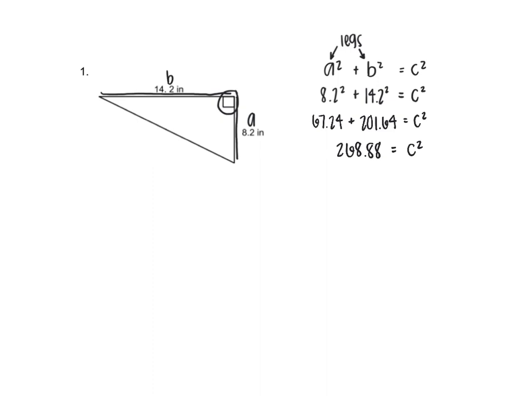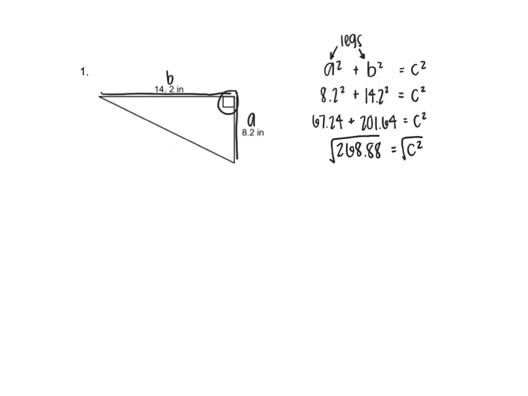We don't want to know what c squared is, though. We just want c, so we're going to take the square root of both sides. And when we do that, we get that the square root of 268 and 88 hundredths is 16.3975, and so on and so on.